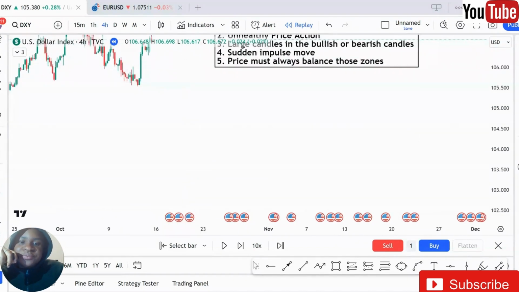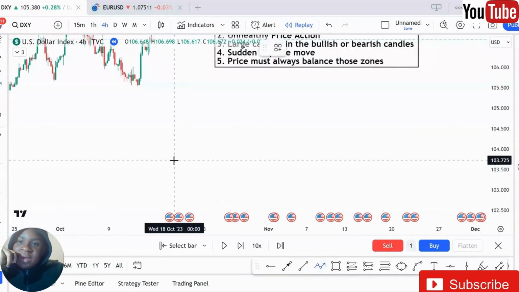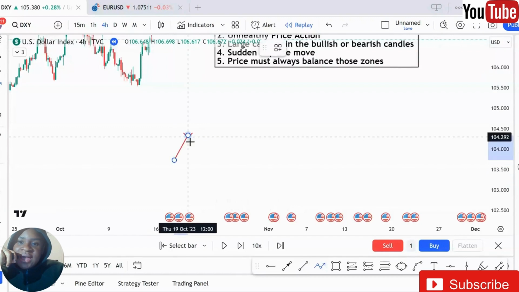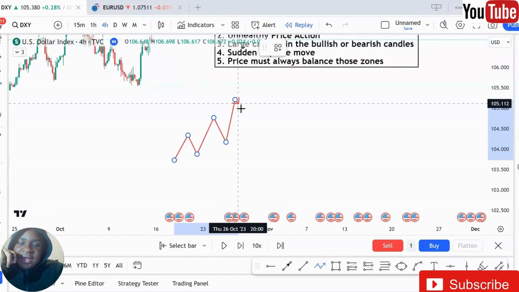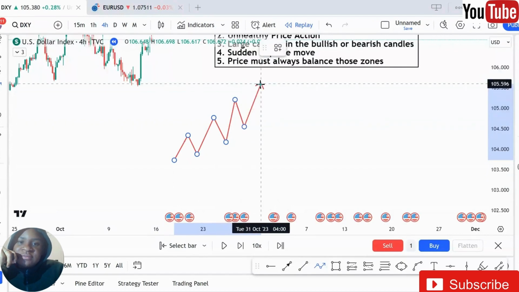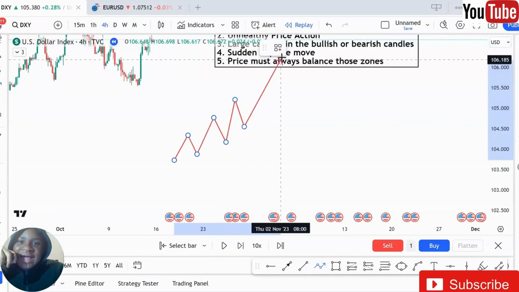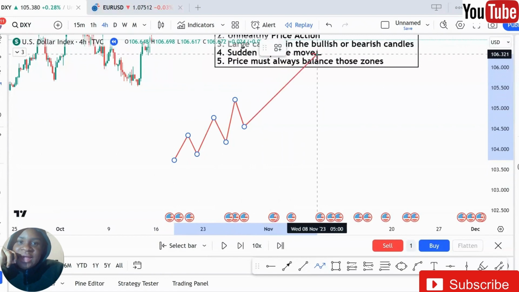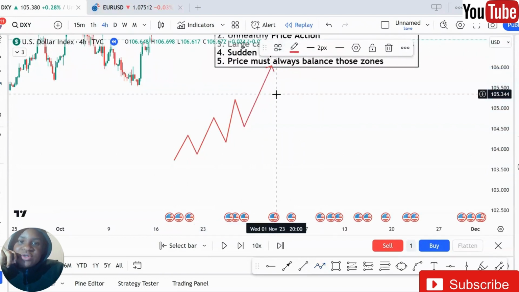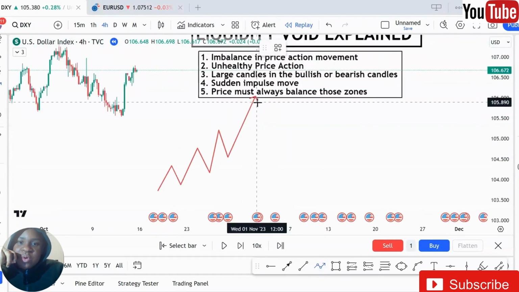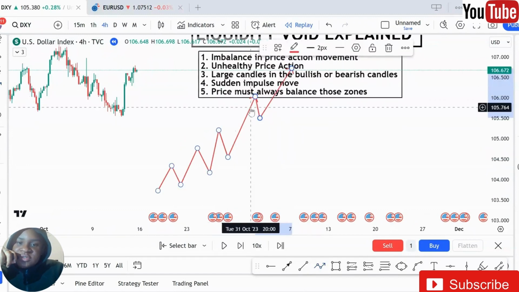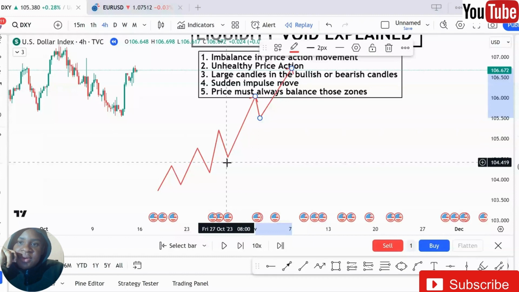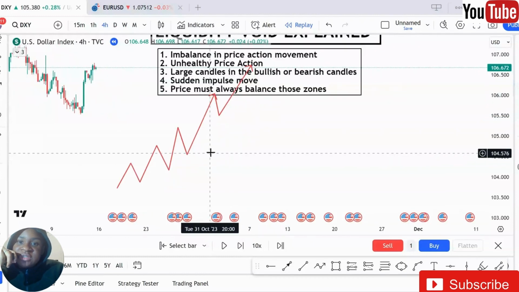An example: normally we know the market does higher high, higher low, higher high, higher low, and all of a sudden the market just does a higher high with no higher low, then comes back to do a small higher low, then continues again. There's a lot of space here for the market to fill up.